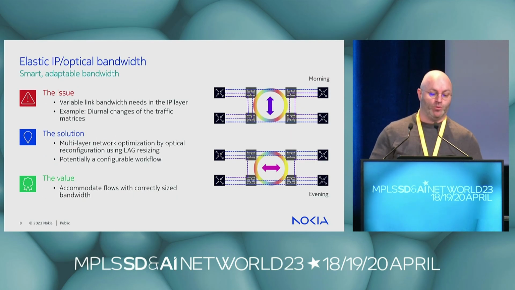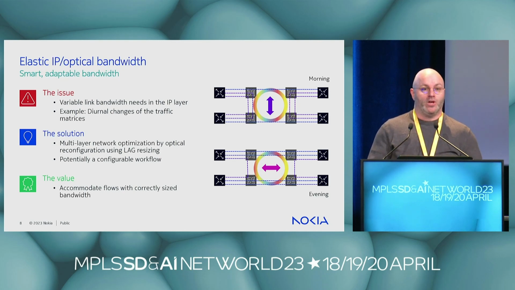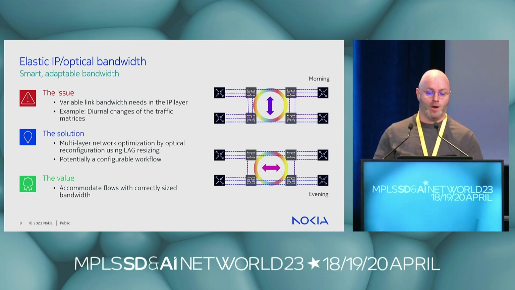Elastic IP optical bandwidth. So it could be cases, for example, where there are fluctuations, or planned or scheduled fluctuations, on the IP bandwidth needs for some of the services. That could have an impact on the optical side as well. So one of the possible use cases for IP optical coordination is the capability, in cases of need, to have a scheduled automatic extension of the LAGs, for example, on the IP side and the optical side, in order to cater for these extra bandwidth needs at the time that it is needed in the network.